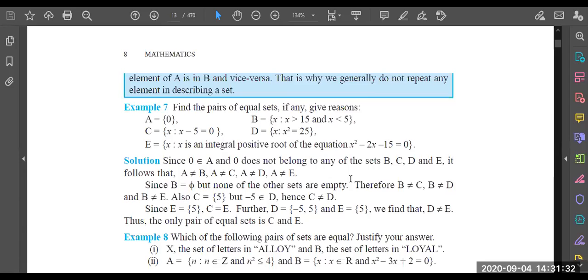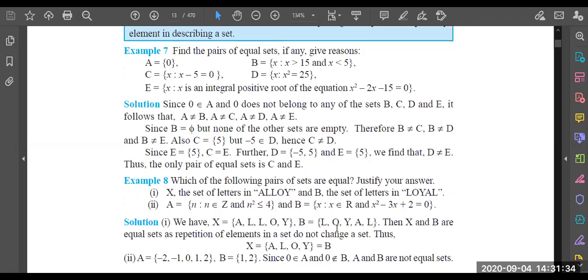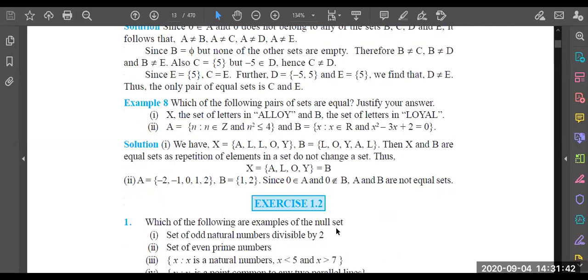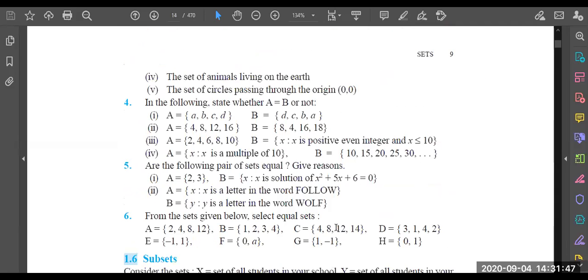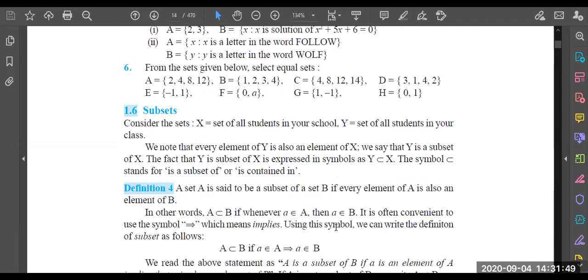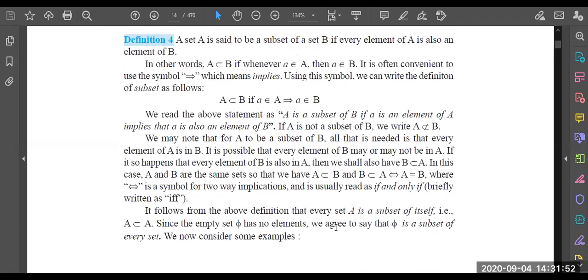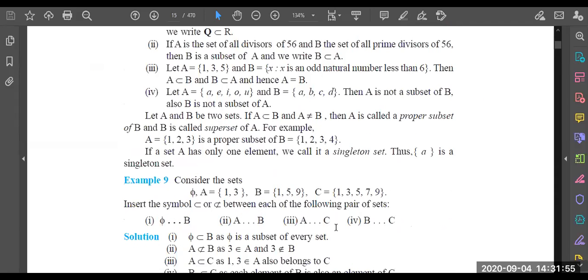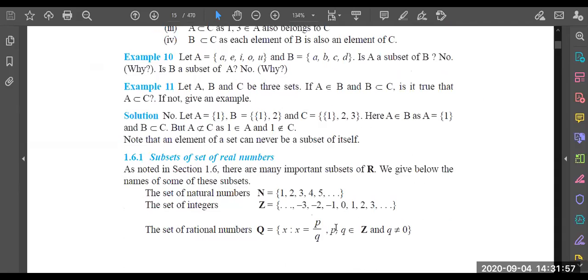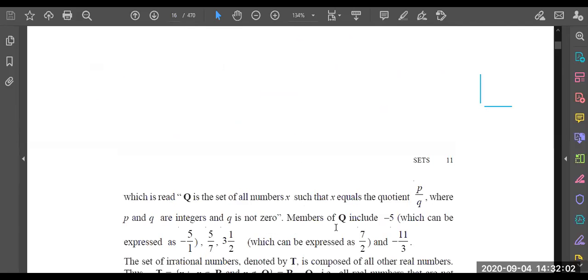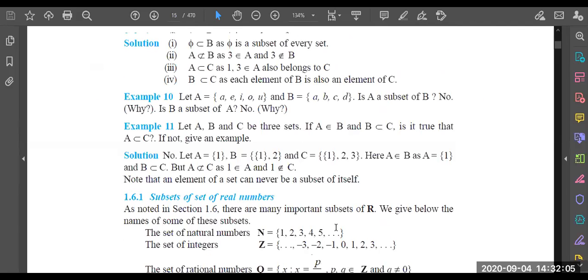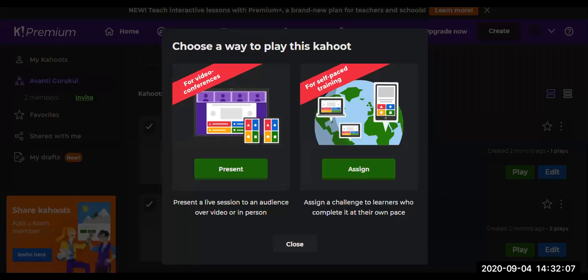Okay, yes, right everyone. So first yes equal, second not equal. So we have homework as 1.1, 1.2. It won't take much time. We have also studied what is subset, what is superset, but I'm not giving that as homework. But if you can, please go through these problems also. We'll discuss this in the next class. Okay, let's get ready for Kahoot.